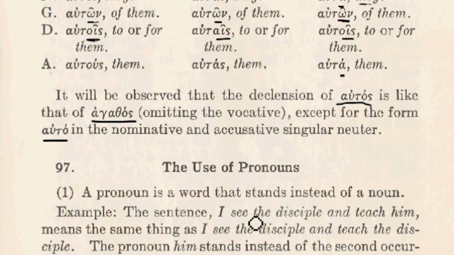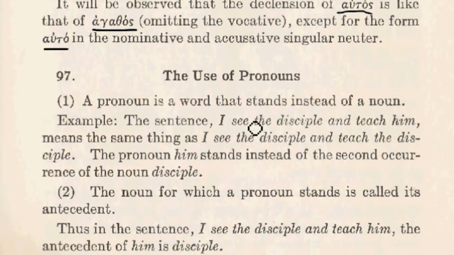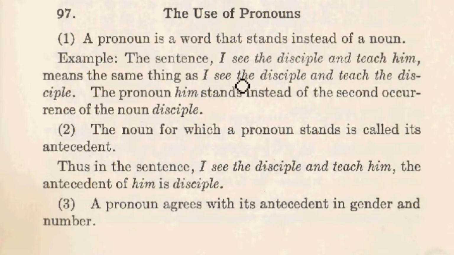Down at paragraph 97, Machen continues with a general discussion of pronouns. If you've studied some English grammar or studied other languages, then this should be pretty familiar territory for you, but I'll just go through it briefly here. He gives as an example the sentence, "I see the disciple and teach him." And of course, in this sentence, the word him is a pronoun, and it is intended to go back with what's called its antecedent, which is the word disciple.